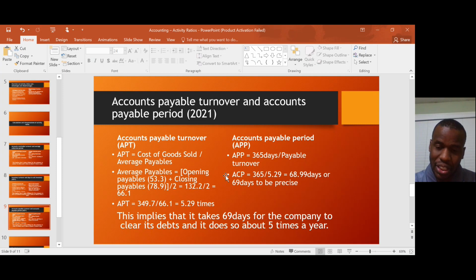This was determined by getting the number of days in the year and dividing it by the payable turnover, which was 5.29, and that gave us 69 days. So this implies that the company took 69 days to clear its debts.